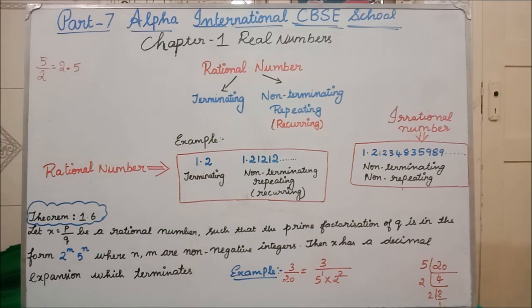Non-terminating, repeating means when you divide a number, you will not get the remainder 0; it goes on, and the same digits repeat. So that number is called non-terminating and repeating, or non-terminating and recurring. Is it clear to all of you about terminating and non-terminating? Okay. Now we will see examples of rational and irrational numbers, and where terminating and non-terminating come in.